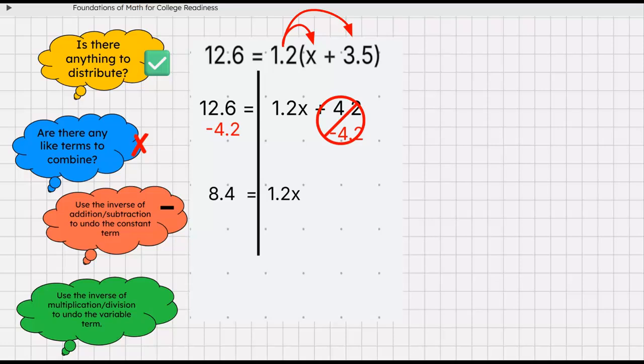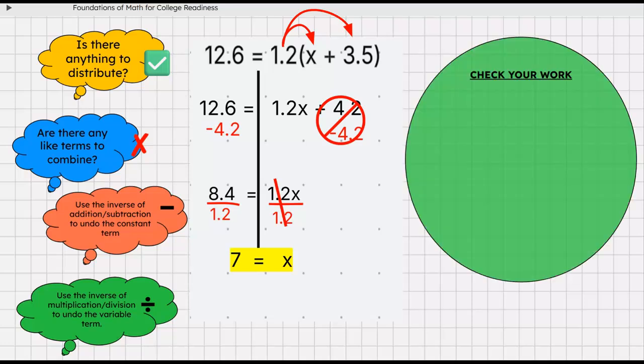Our last step is to use the inverse of multiplication or division to undo the variable. Most of the time it is going to be division, because it's going to be a coefficient with these types of equations, but sometimes it might be multiplication. So when I say most of the time it's going to be division, I mean most of the time we're going to end up doing division. It's going to be the inverse of multiplication. So 1.2 is the coefficient, so we need to use division to undo this coefficient. So 1.2x divided by 1.2 is x, and then 8.4 divided by 1.2 is actually 7. So 7 is equal to x.